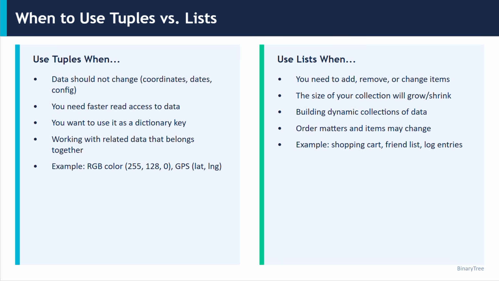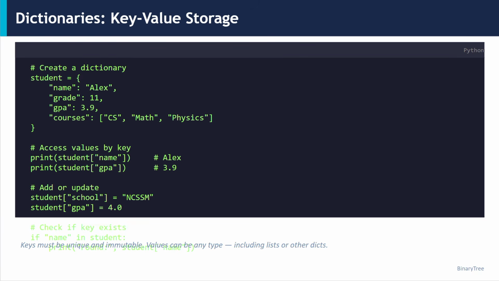Now the most powerful of the three, and my favorite, the dictionary. A dictionary stores information as key value pairs, like a real dictionary where each word gives you a definition.